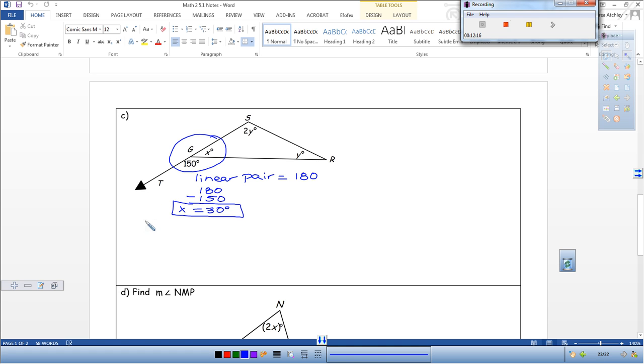Okay. Next thing, I'm going to put the 30 degrees here so I can use that. Does anyone have any idea then how I'm going to find y?